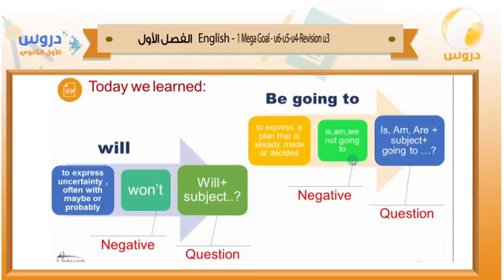Now, also today we learned about how we use going to in the negative and will in the negative. So we use going to express a plan. So you decided. So you have a decision. And after am, is, are, we use not, and they become negative. I am not going. She is not going. We are not going to, and others. And in a question, you just invert it.